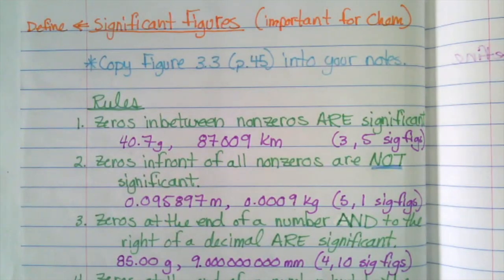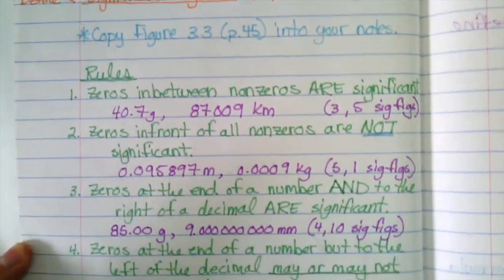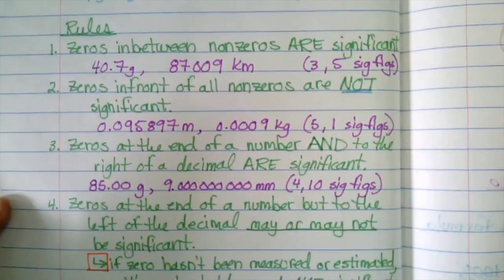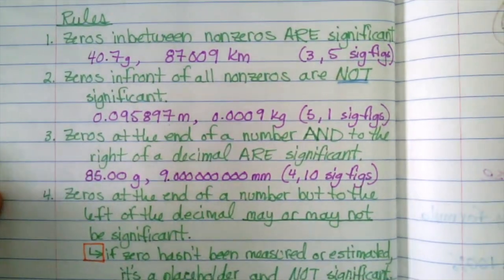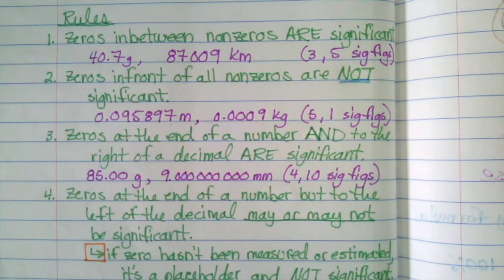Significant figures. These are really important for our class, making sure that our answers are written correctly. So I would copy the rules, which are in figure 3.3 on page 45. I'm going to fly through these. You can read and then ask me questions if you need to later. So here are 4 rules in green. Purple are our examples. So zeros in between non-zeros are significant.